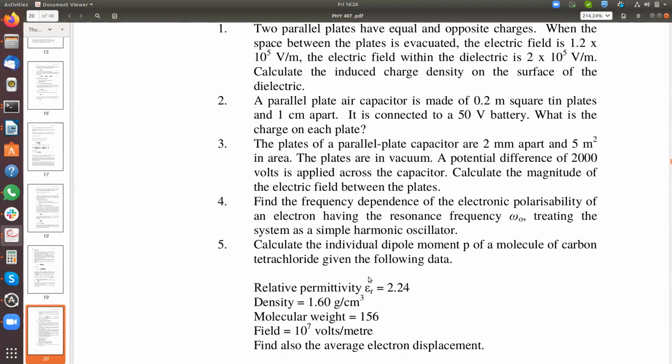And the third problem is that you have a parallel plate capacitor with plates 2 millimeters apart and 5 meters squared in area. The plates are in vacuum, and the potential difference is this. Then you have to calculate the magnitude of the electric field between the plates. This is straightforward. Just try and lay your hands on it. If you cannot get it correctly, by next week, I will do the solution for you. But try it first.